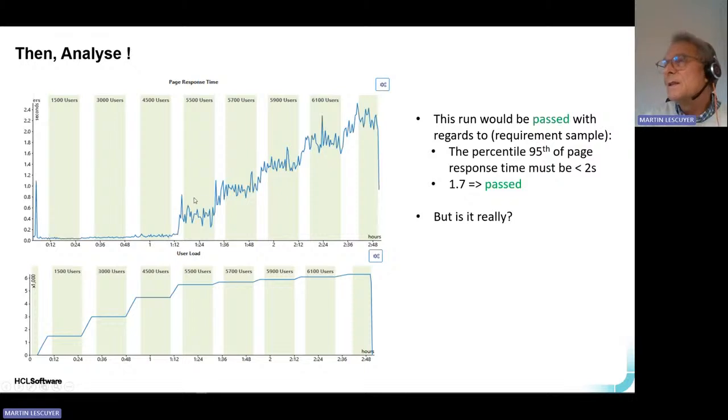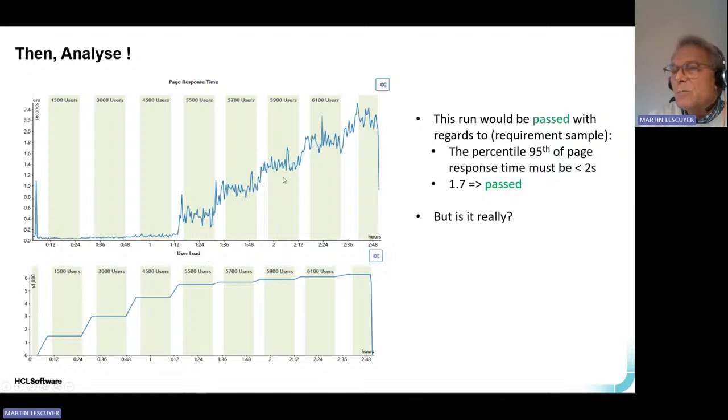But the thing is that if you express a requirement saying that, for example, I want 95% of my requests to be below 2 seconds, which sounds like a reasonable requirement, because we prefer to talk about percentile 95 rather than all the data, meaning that 95% of the requests are below 2 seconds. In this case, your test should be green because the value is at 1.7, meaning that 95% of the requests are below 1.7. So the test is passed.